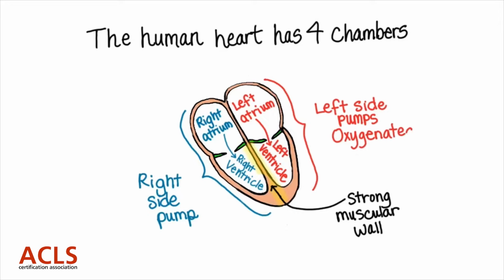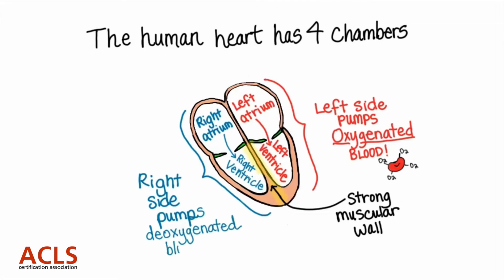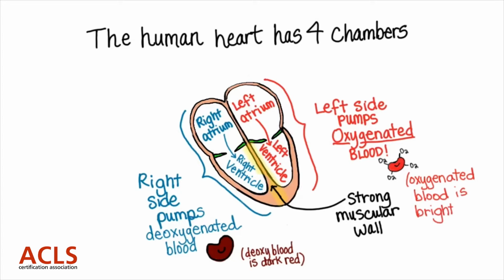The left side of the heart pumps oxygenated blood to all the body organs. I'm drawing here a bright red blood cell to indicate that it is filled with oxygen. The right side of the heart pumps deoxygenated blood. Notice that I'm making a darker red blood cell here to indicate that this is deoxygenated blood. Remember that deoxygenated blood is dark red, oxygenated blood is bright red.